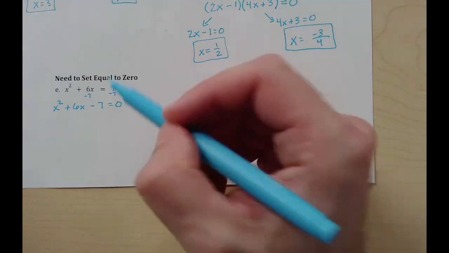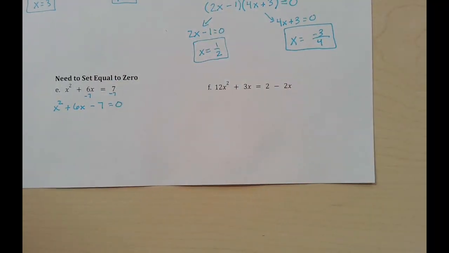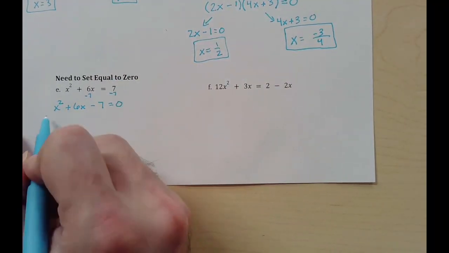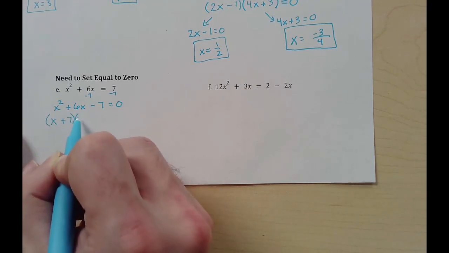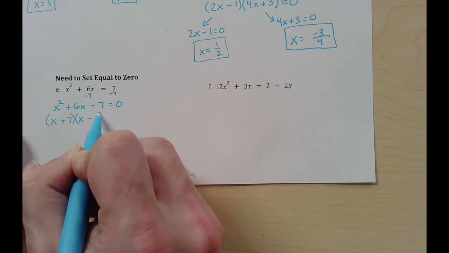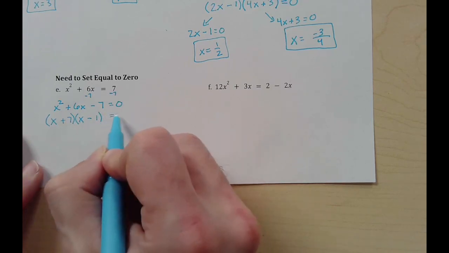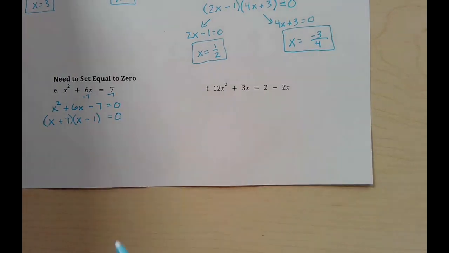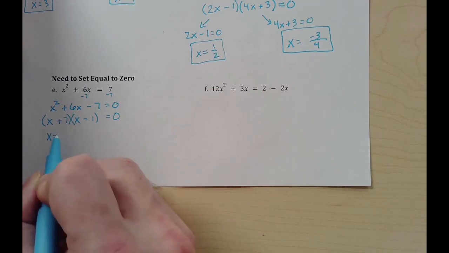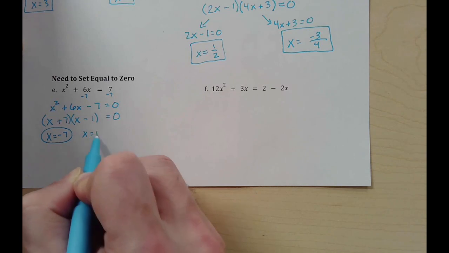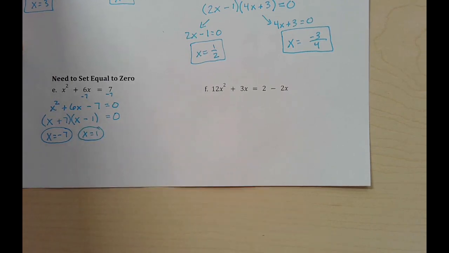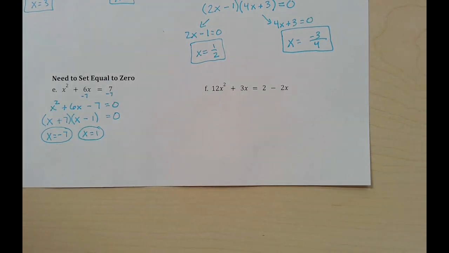All right, so I'm equaling to 0. Now I can solve. Factoring, a is 1. This is going to factor to x plus 7, x minus 1 equals 0. And then some mental math will tell me that x equals negative 7 and x equals 1. And those would be my two solutions using the zero product property.